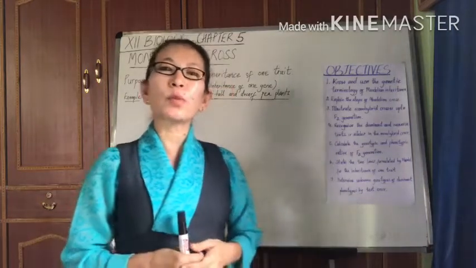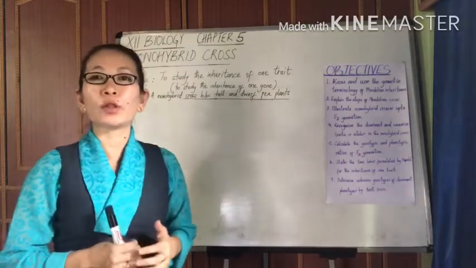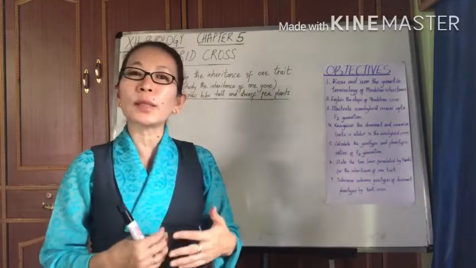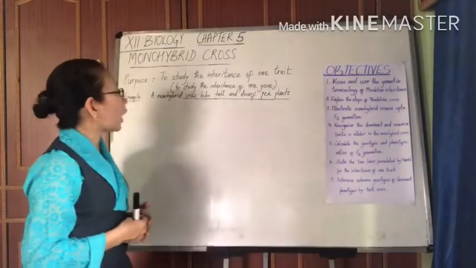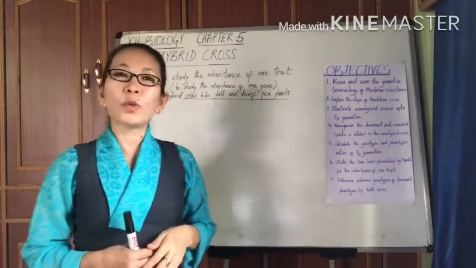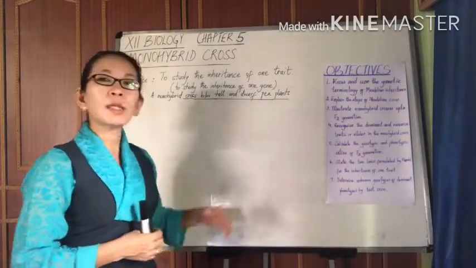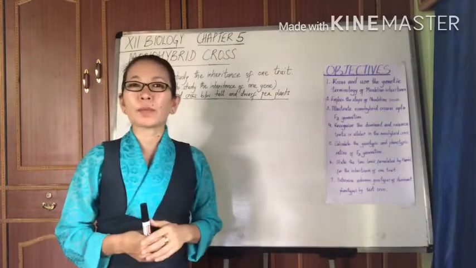The purpose of Mendel's monohybrid cross was to study the inheritance of one trait, or in today's language we can say it was to study the inheritance of one gene. One such monohybrid cross was a cross between tall and dwarf pea plants. So we will try to study the detail of Mendelian monohybrid cross by taking this as an example.